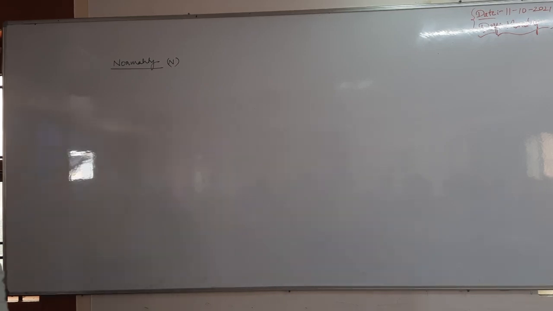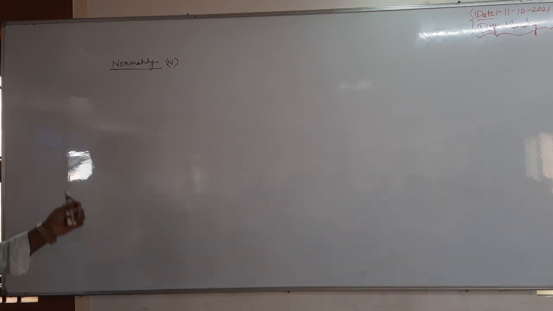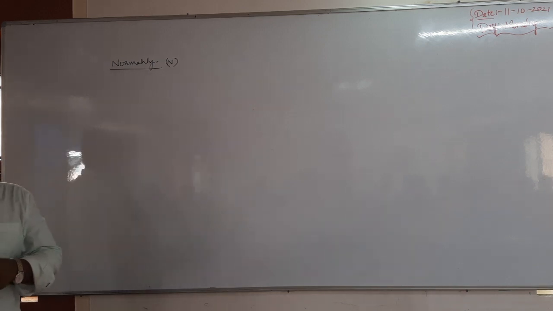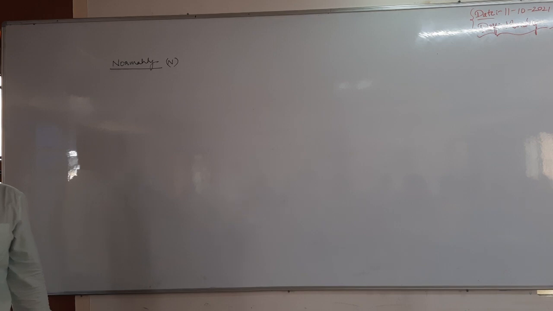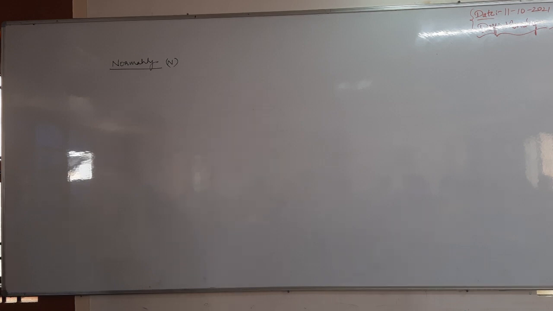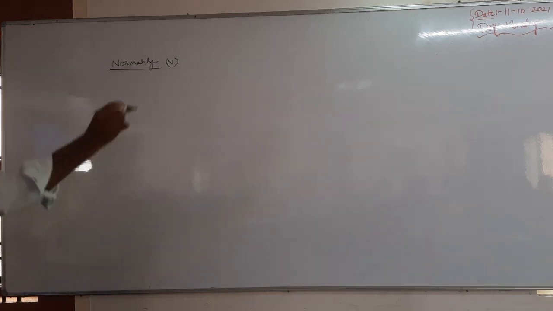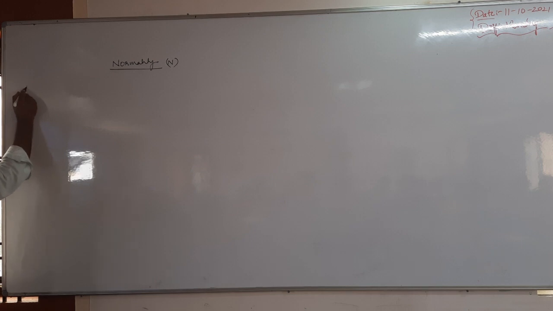So what is normality? Normality is just like molarity. What is molarity? The number of moles of solute present in 1 liter of solution, right? But normality is the number of gram equivalents of solute. There we take moles, here we take the number of gram equivalents of solute present in 1 liter of solution.